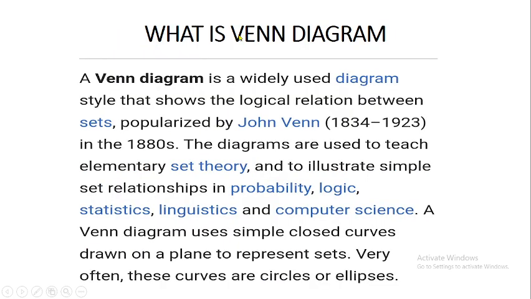Now, what is a Venn diagram? Of course, there are a lot of explanations that have been made on the Venn diagram, and on who invented it. A Venn diagram is a widely used diagram style that shows the logical relation between sets, popularized by John Venn, 1834 to 1923. That is in the 1880s. So basically, in Venn diagrams we use a diagram to represent a particular set.